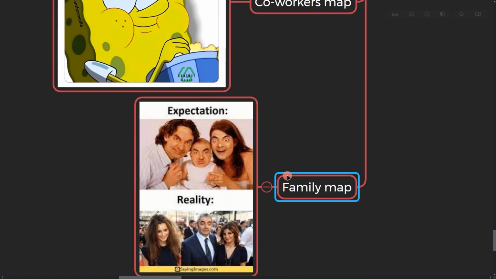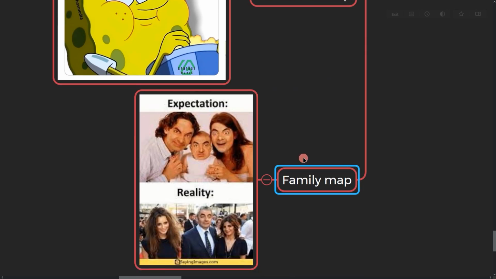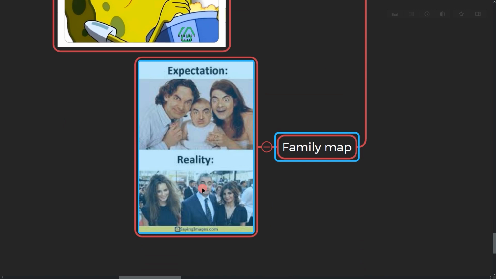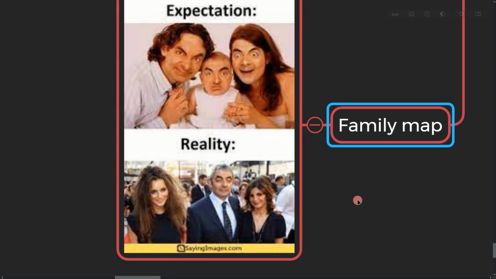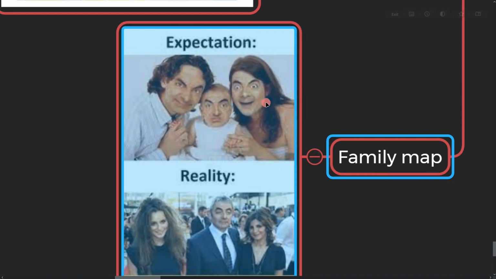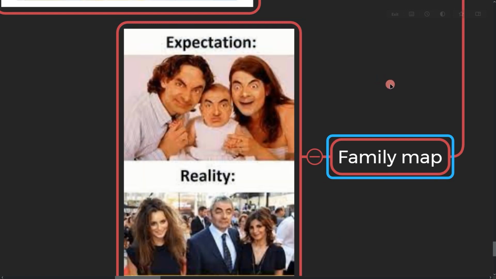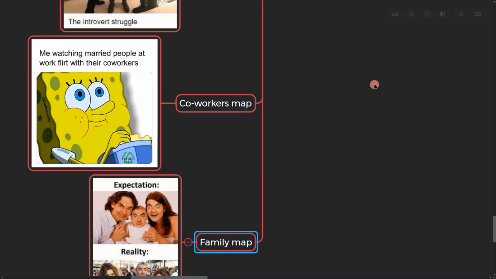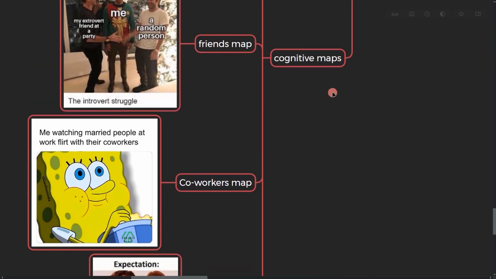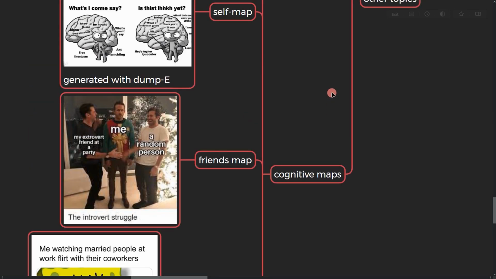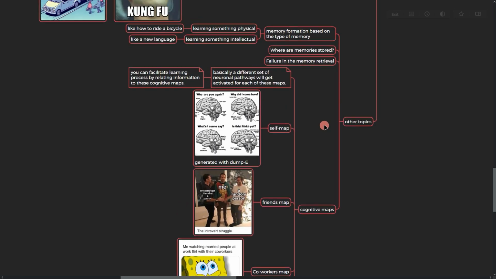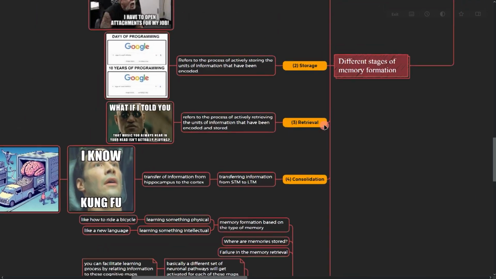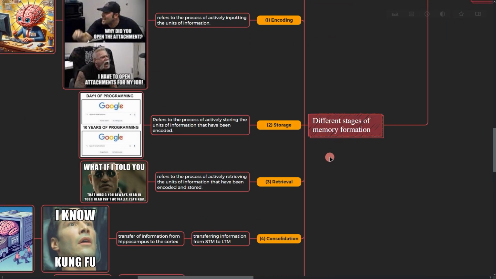We also have the family map, really cool. And Mr. B, who knew his family was so hot? Everyone thought they would build something like this. Yeah. Alright, so there are of course more maps. If you have anything in mind, you can just put a map in front of it and cluster information in that topic. Alright, so this is the different stages of memory formation.